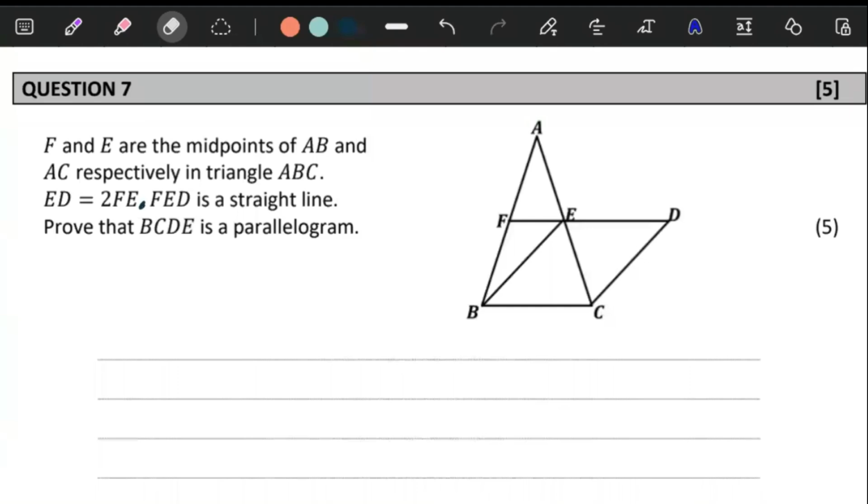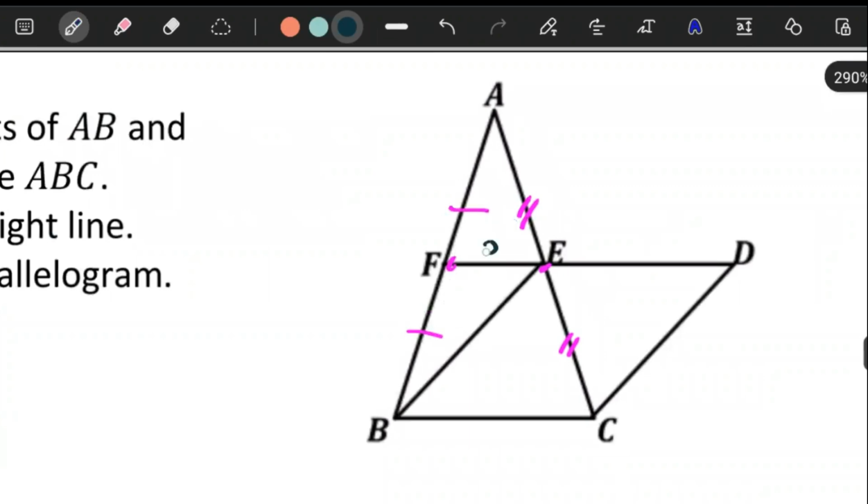Question number 7 says the following. F and E are the midpoints of AB and AC respectively in the triangle ABC. So they said here F and E are the midpoints. F is the midpoint of AB. E is the midpoint of AC. There we go. So automatically, at the moment you see this, you want to think of the midpoint theorem, meaning that whatever the length is here, this one is going to be double. You don't know what this is, but this is going to be double because of the midpoint theorem.